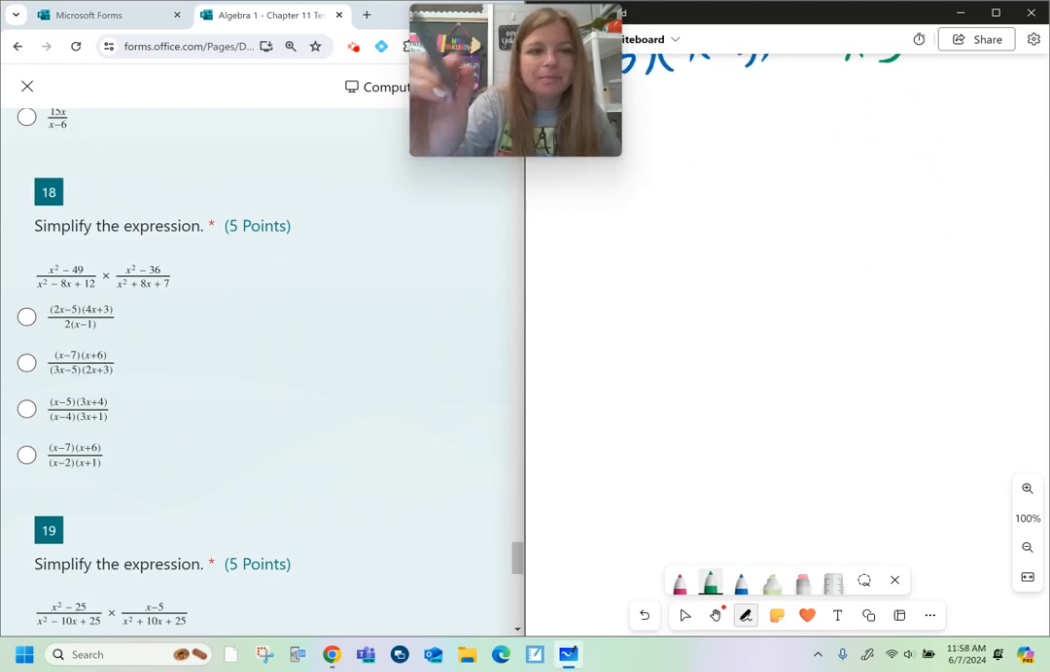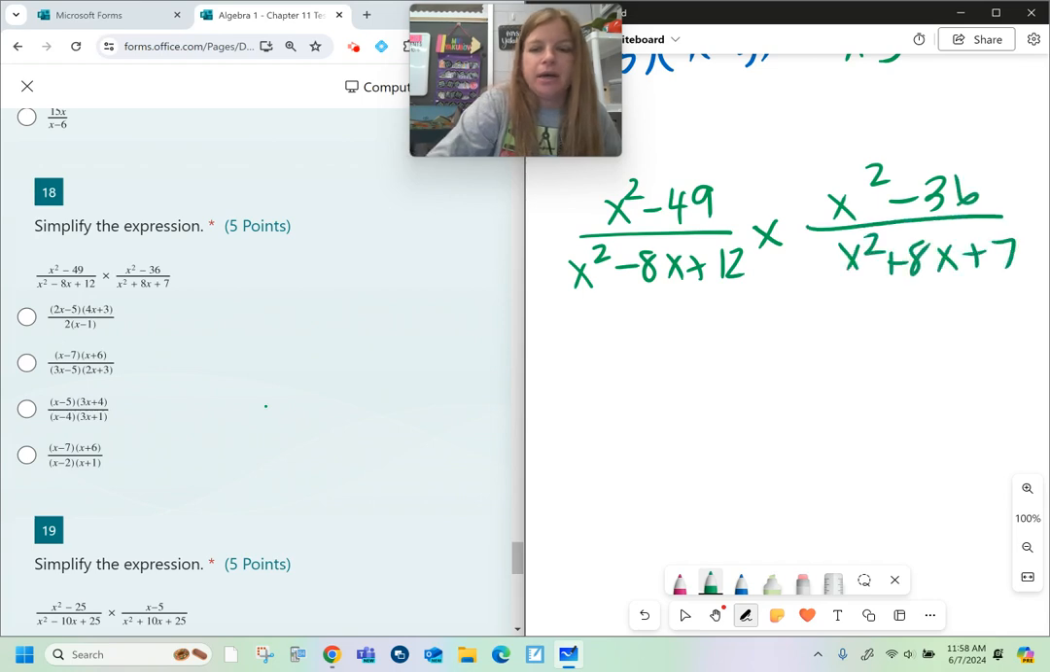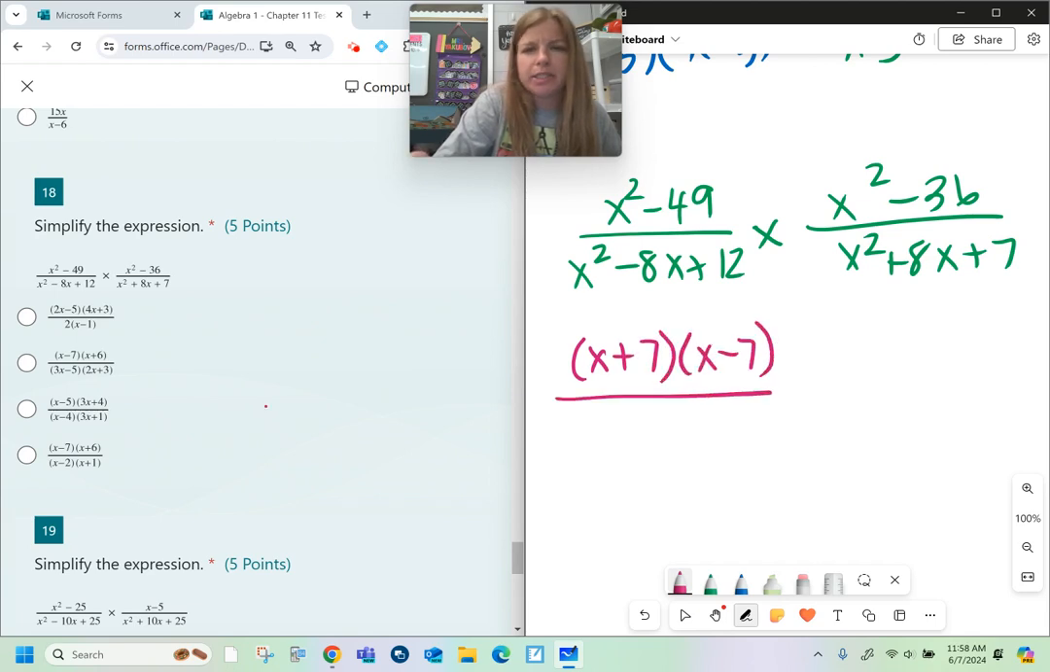Okay, last few problems here. Lots of factoring, but it's all good factoring so that we can simplify things out nicely. All right, times x squared minus 36 over x squared plus 8x plus 7. All right, let's factor this. X squared minus 49, that becomes x plus 7, x minus 7, over, what two numbers multiply to get 12 that add up to get negative 8? That would be a negative 6 and a negative 2.